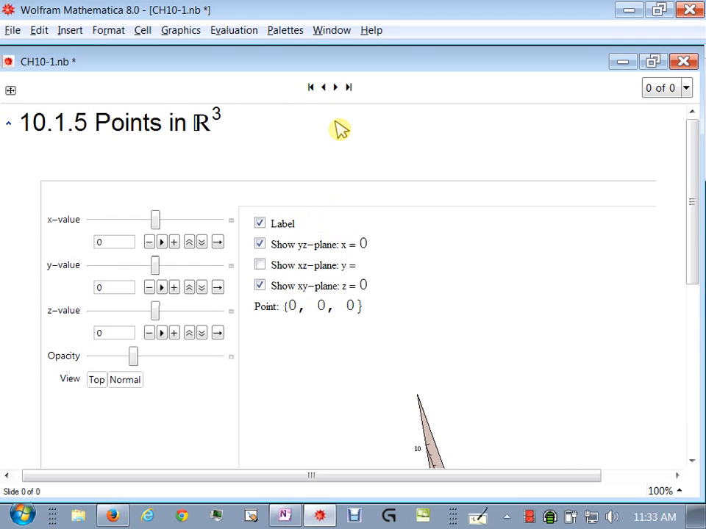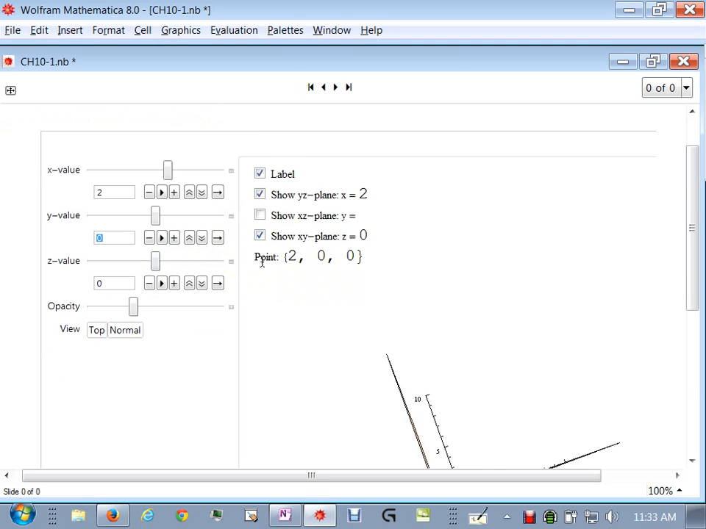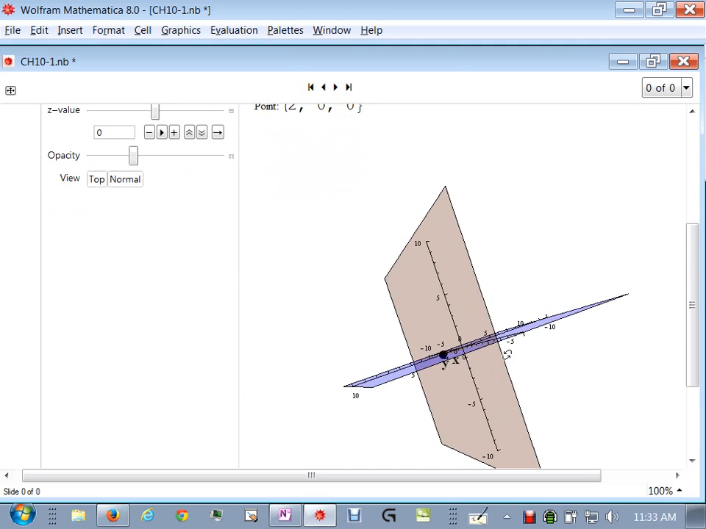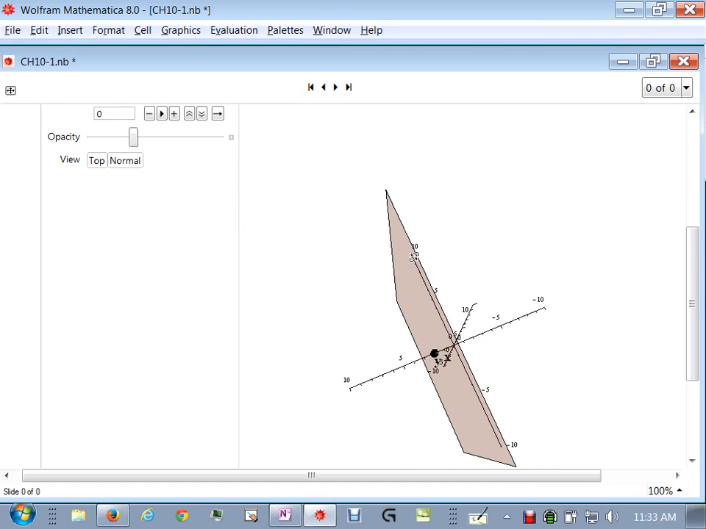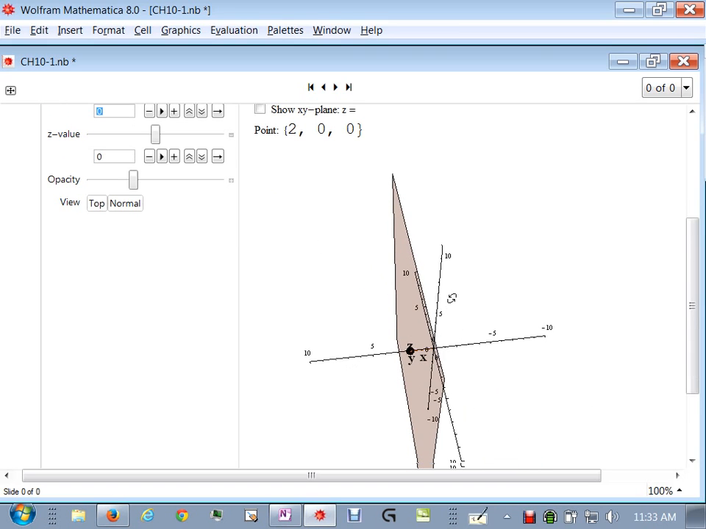All right, so that's the basic idea of what a point looks like in R3, what the general planes look like. I want to add one more thing. When we said x was 2, right? Here was our picture, right? That was x is 2. I've kind of spun things around, but there's x is 2, right?